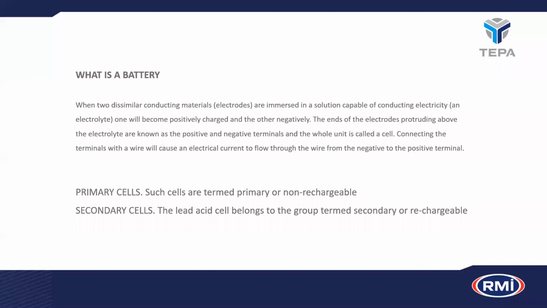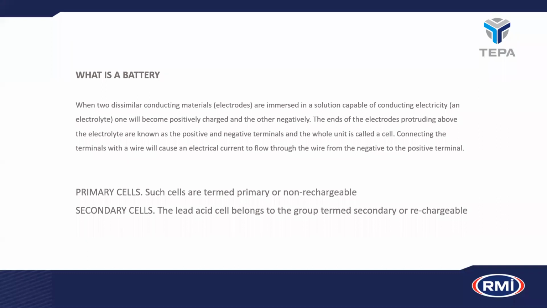Primary cells, such cells are termed primary or non-rechargeable. These primary cells are similar to your torch battery, where there is no possibility of recharging it. The material degrades to the point where it eventually is no longer working, and it cannot be recharged.